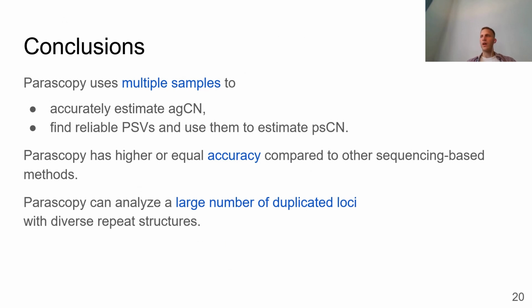In conclusion, Parascopy uses multiple samples to estimate aggregate copy number. We find reliable PSVs and use them to estimate paralog-specific copy number. Parascopy has higher or equal accuracy compared to other methods, and Parascopy can analyze a large number of loci. And it is not designed specifically to analyze only one gene.